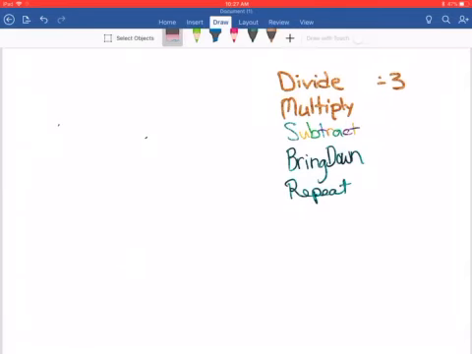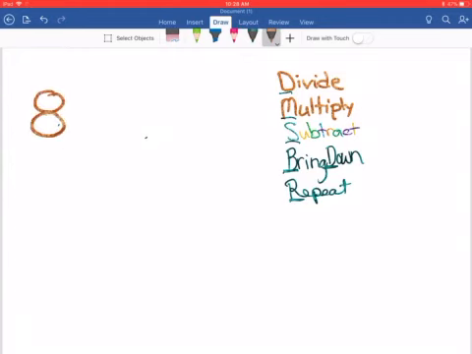We're going to leave our steps over here. You notice on the board we have dinosaurs, which is D, make, which is multiply, super, which is subtract, big donuts, which is bring down, repeatedly, which is do it all over again. It's kind of like PEMDAS, parentheses, exponents, multiplication, division, addition, subtraction. Well, this is divide, multiply, subtract, bring down, repeat. All right. Let's try another one.